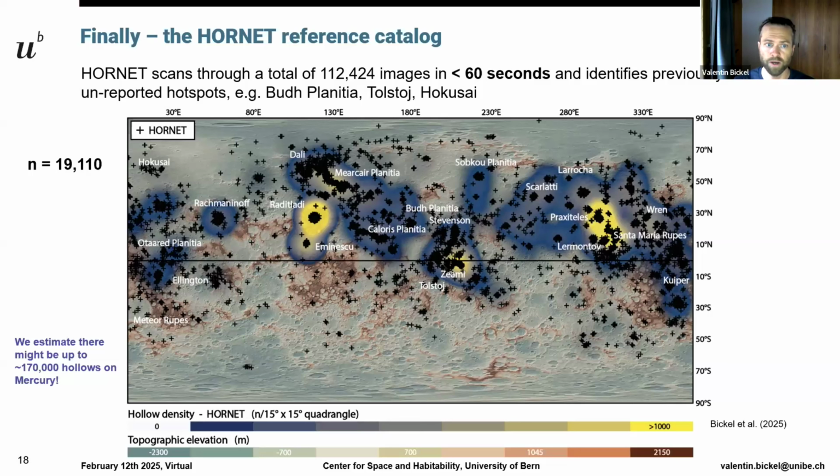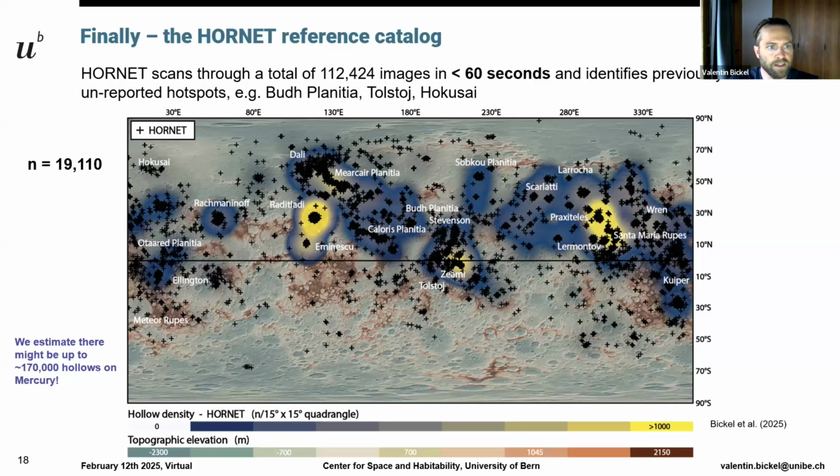And this is all reviewed by me and my co-authors. So every cross on the map is one verified hollow detection on the surface. And you can see there are a couple of regions that have a higher density of hollows. Those are highlighted by the heat map in the background. So yellow colors indicate high densities. And of course, you have an elevation map in the background.